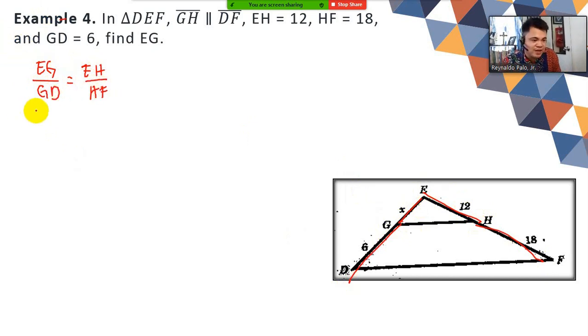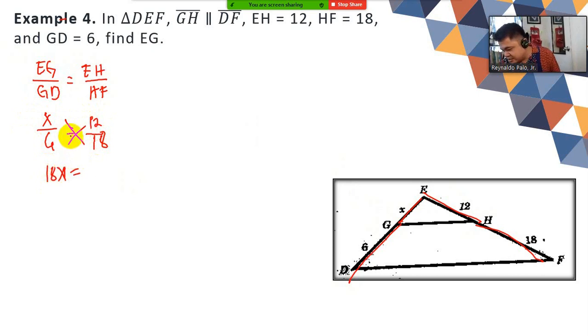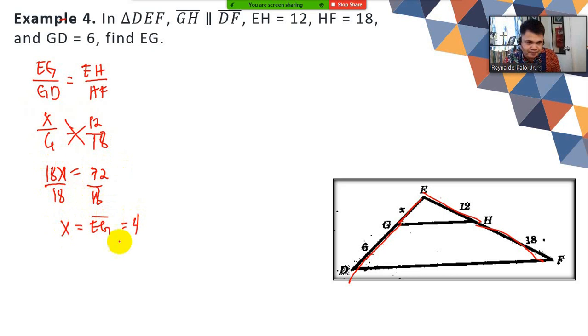Then substitute the values. EG is X over GD, which is 6, EH, which is 12, HF, which is 18. Cross multiply them. X times 18 is just 18x, and then 12 times 6 is equal to 72. Then divide both sides by 18. X now, which is also the measurement of segment EG, is equal to 4. So that's the measurement of segment EG.